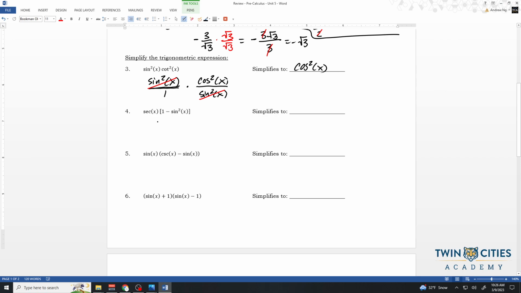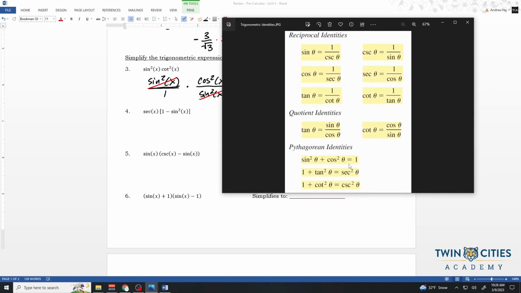All right, next one. Secant times 1 minus sine squared of x. Whenever I see a 1 plus or minus a trig function, or whenever I see two trig functions that are squared being added or subtracted to each other, I want to see if any of my Pythagorean identities could apply here. I bring over my list of identities and I find a 1 and a sine squared. So let's go down here, and I've got sine squared plus cosine squared equals 1.